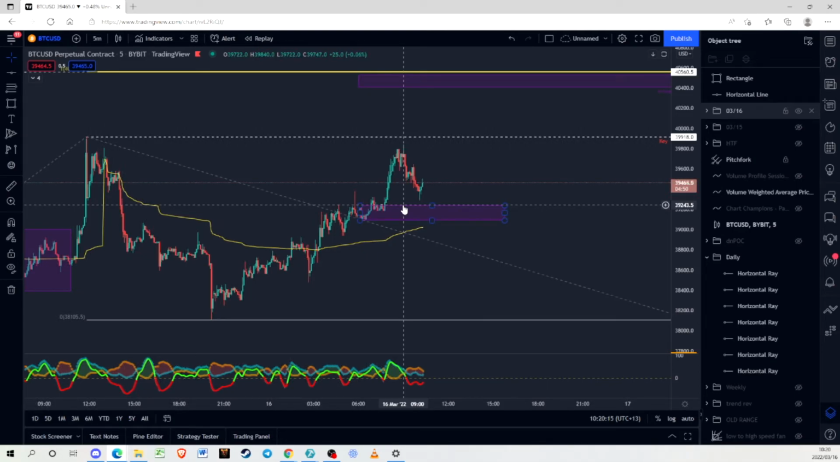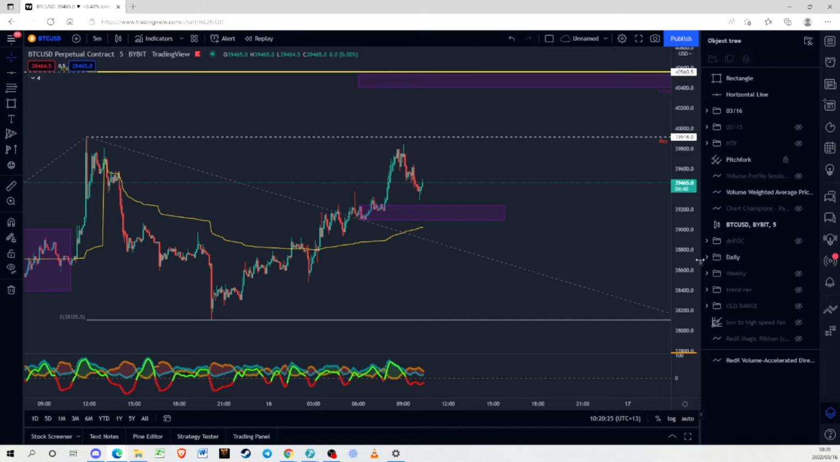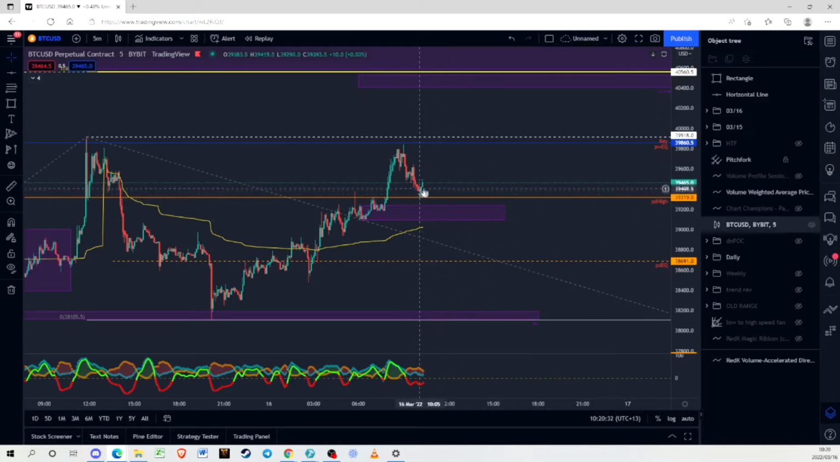And where I'm looking at for my next area of support is primarily, I don't know why that's gone. Oh. So this is the previous day high. So we are back testing at a support right now. That's what I was having a look at.